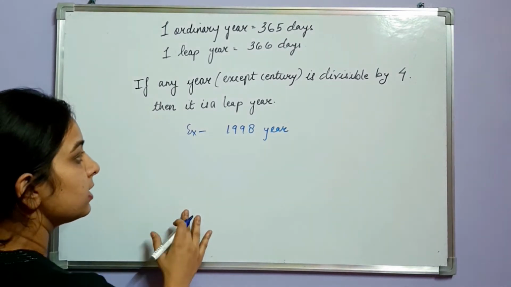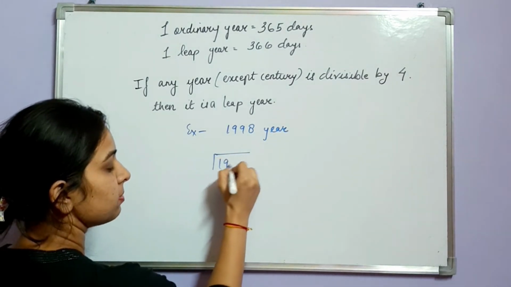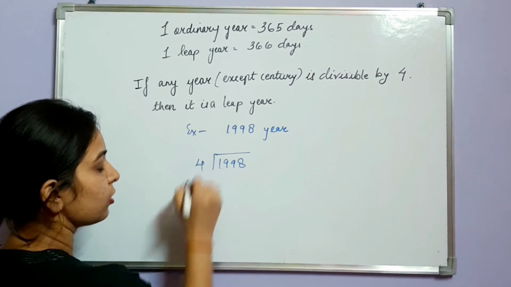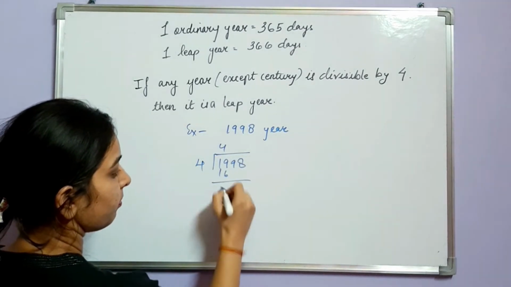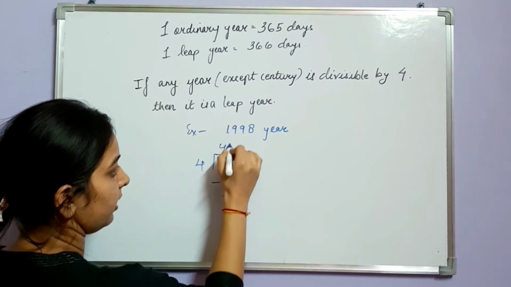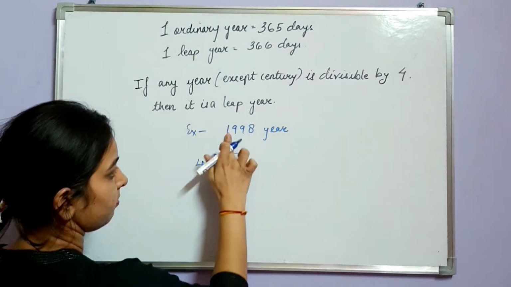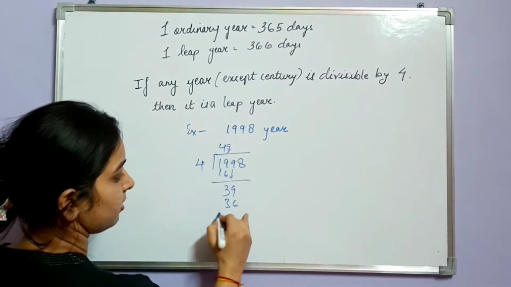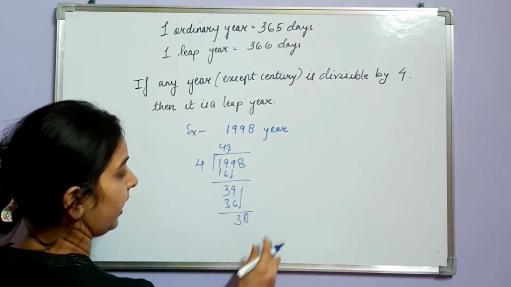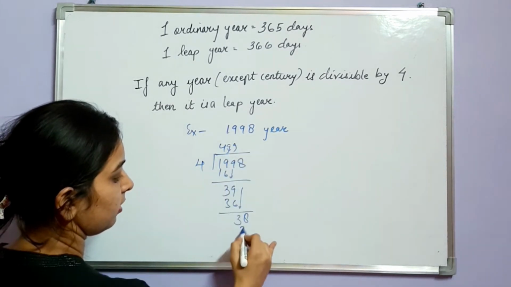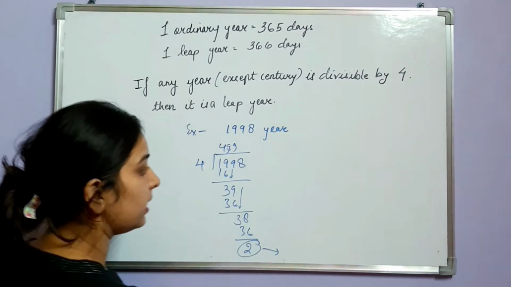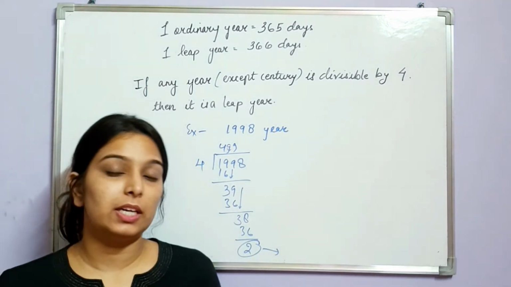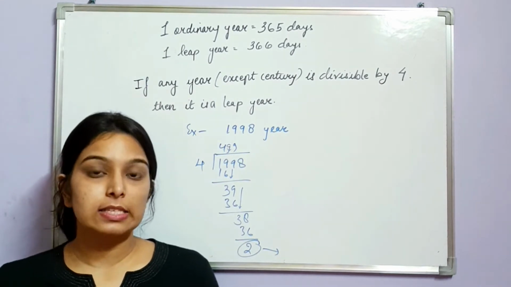So what we do is, we have to see whether it's divisible by 4 or not. Here it comes 3, 9, 6, 9, 36, 3, 8, 9, 36, 2. Since it leaves remainder 2, this means 1998 is not completely divisible by 4 and hence it is not a leap year.